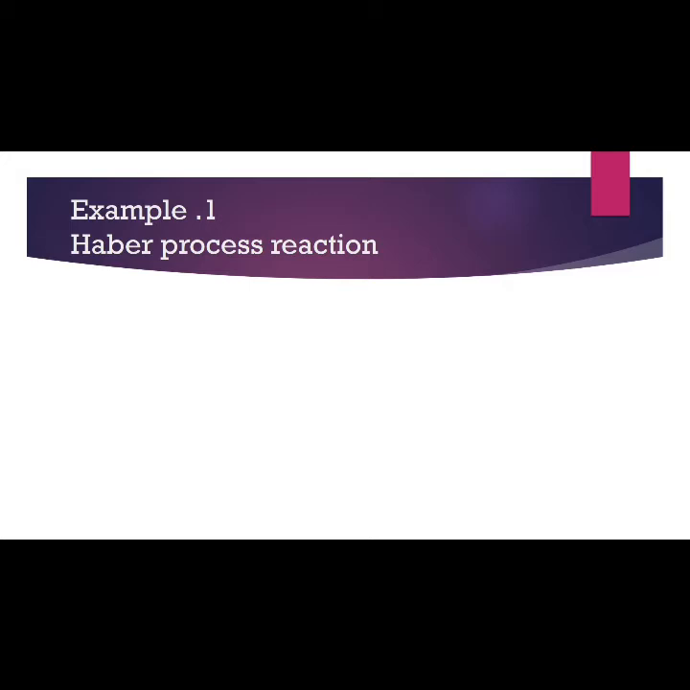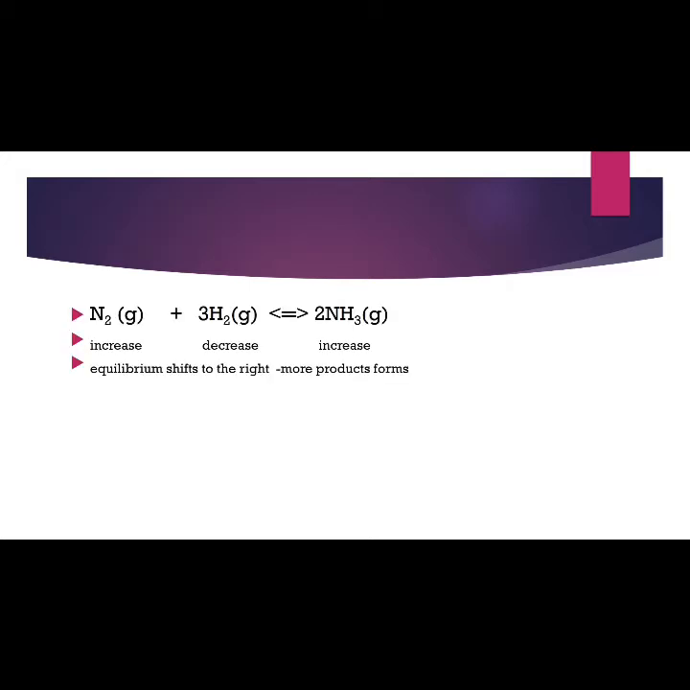An example is the Haber process reaction. 1 mole of nitrogen gas reacts with 3 moles of hydrogen gas in order to have 2 moles of ammonia gas. If you increase nitrogen gas, you are decreasing hydrogen gas, but you are increasing the ammonia gas. Equilibrium shifts to the right, more products will be formed.